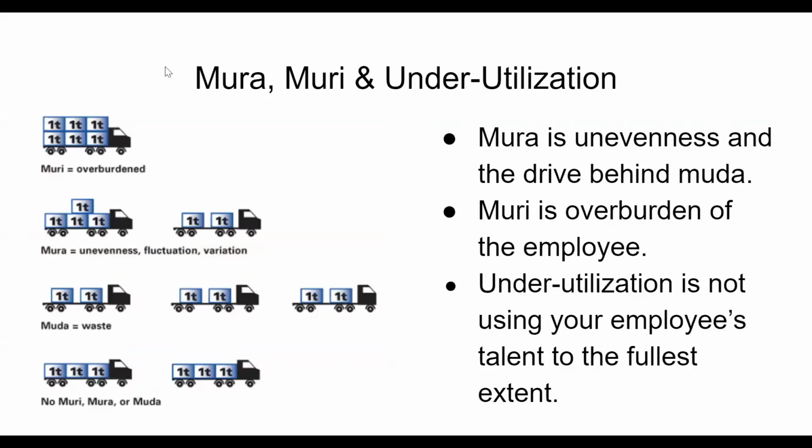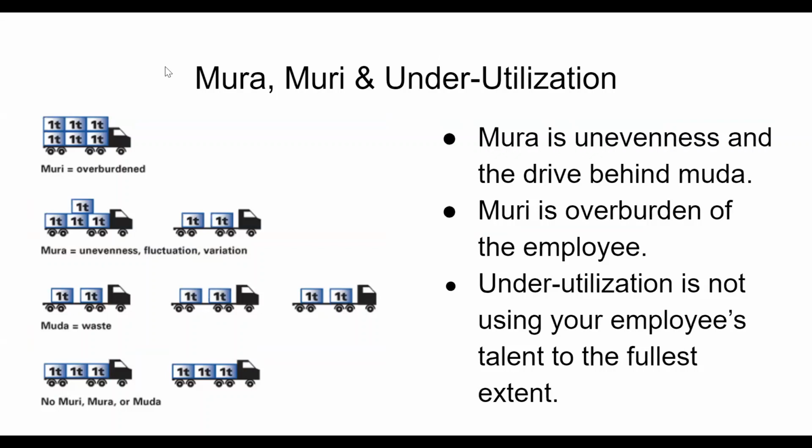So now let's talk about MURA, MURI, and underutilization. These are all concepts that are similar and can affect your production line. MURA is unevenness, and this is the drive that happens. Where you find MURA, you find MUDA behind it.